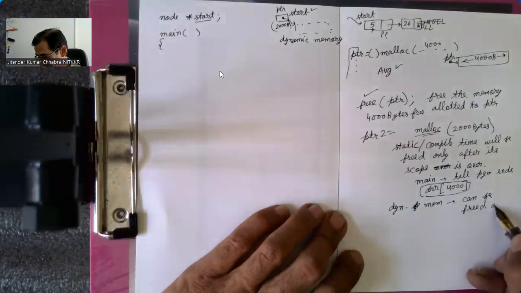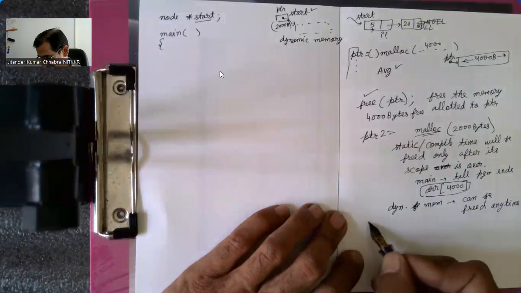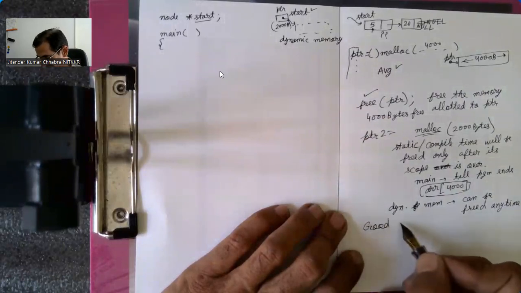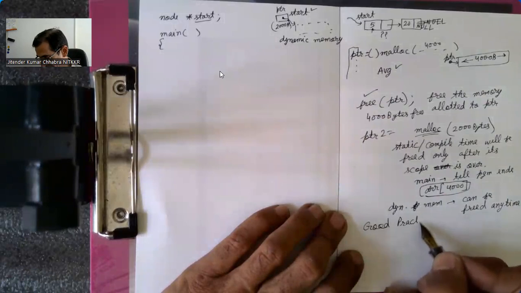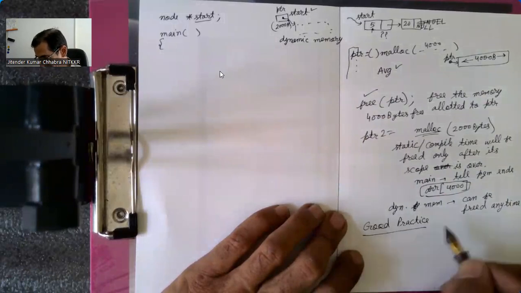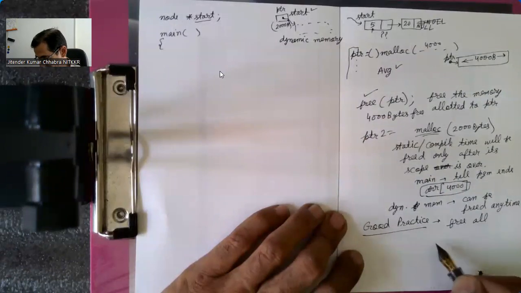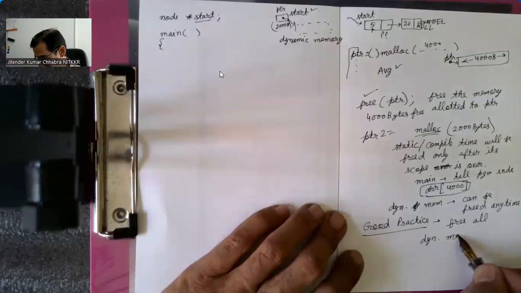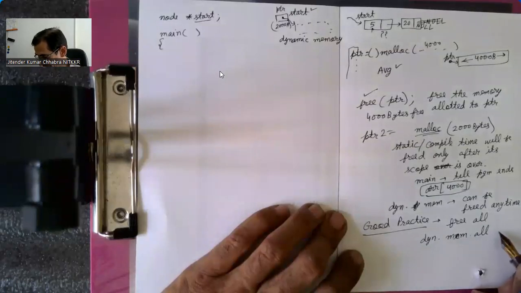So ideally, a good practice is that whatever dynamic memory you give, a programmer must have the habit that whatever memory you allocate, free it always. Whenever its work is over, whatever memory you allocated must be freed by you yourself, since it was allocated by you.